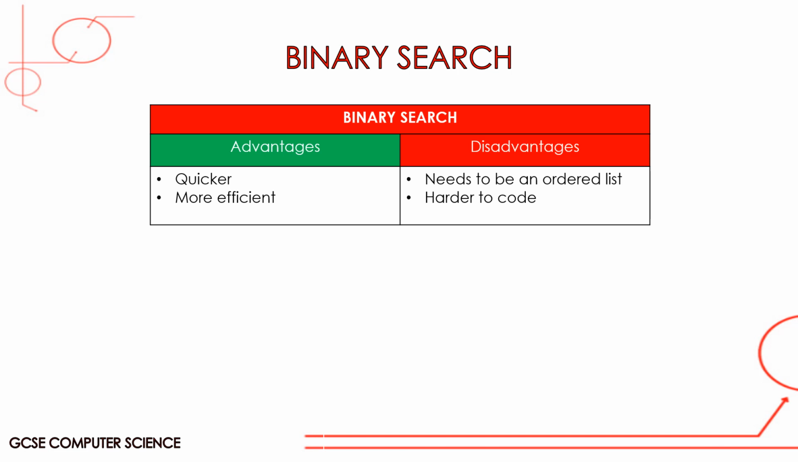The benefits of a binary search are it is far quicker and more efficient. The disadvantages is that the list already needs to be in order, and it's harder to code than a linear search.